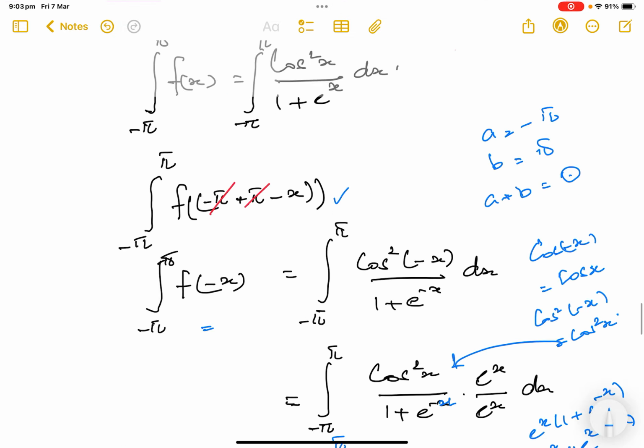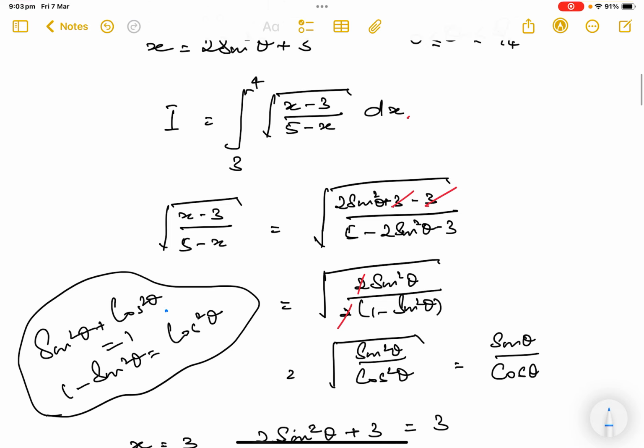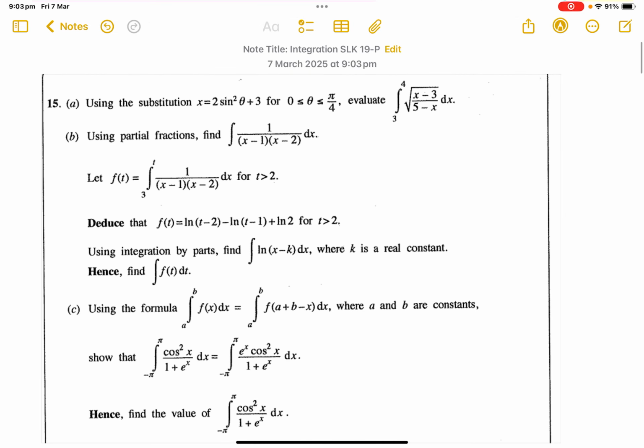It's a long question with multiple different integrations, quite lengthy.